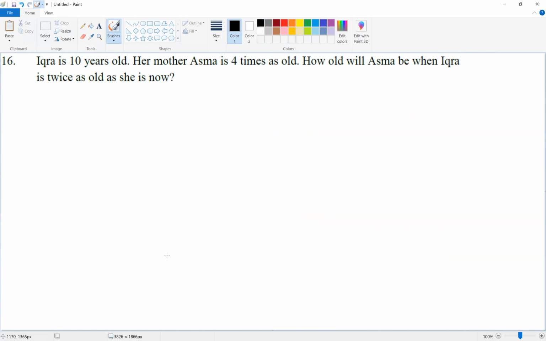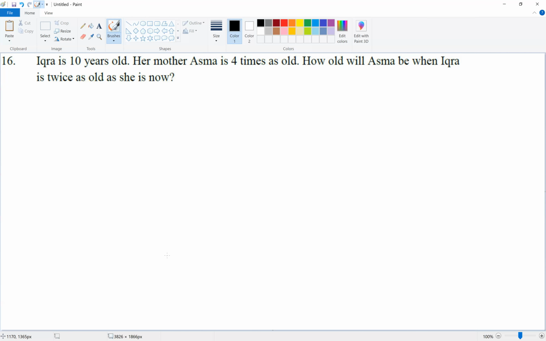Ikra is 10 years old. Her mother, Asma, is 4 times as old. How old will Asma be when Ikra is twice as old as she is now? So do you remember all our age questions from the last 2 weeks? Yeah. All right, good.